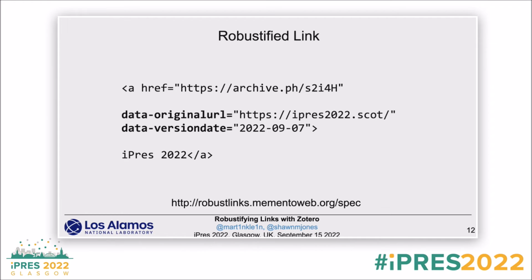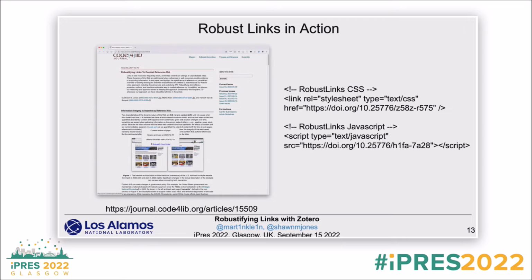If you would like to see robust links in action, I would refer you to our recent Code4Lib article, where we robustified all our links and all our references and made them actionable in a web browser by just adding a little bit of CSS and JavaScript, as shown here on the right-hand side of this slide.